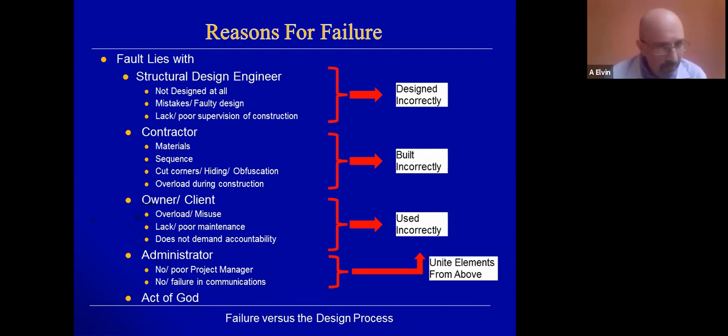The third person or group of people that could be at fault would be the owner or the client, for things like overloading or misusing the structure, and some people call it abusing the structure. There could be lack of or poor maintenance, and not demanding accountability, which is often the case in South Africa. In most cases in South Africa, the owner and the client do not demand accountability from the construction and building team. And then finally, it could be the fault of the administrator, for example, no or poor project management, and failure in communication.